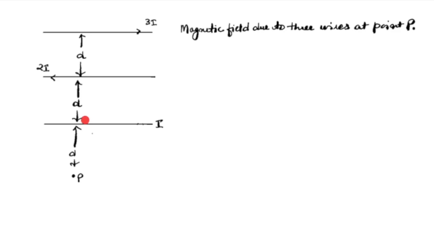Let's read this question. In this question, three wires are given, 1, 2, and 3. And the distance between them is also given. See, the distance is d between these two wires.